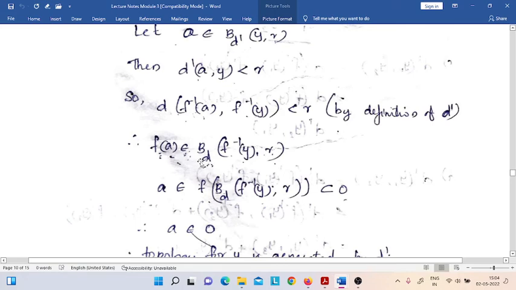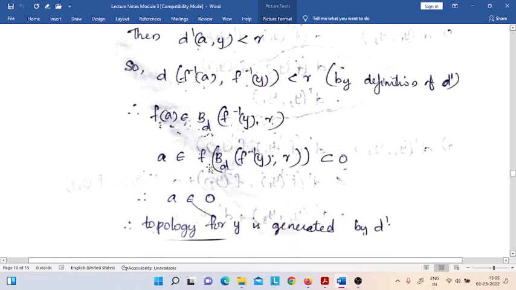This f inverse of a is an element of B_d of f inverse of y, r. So this happens in the space X, in the first space. So you have to write f inverse of a is an element of B_d of f inverse of y comma r. That means the distance from the point f inverse of a to the center f inverse of y of the ball is less than r.